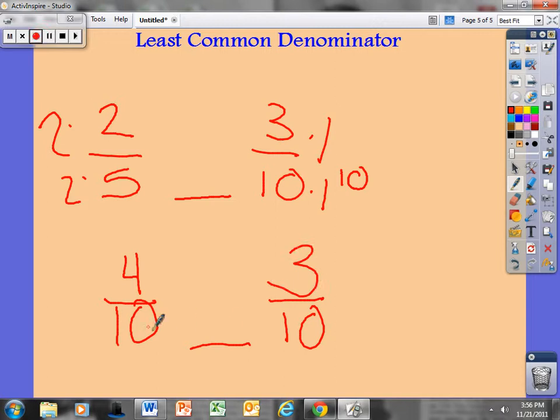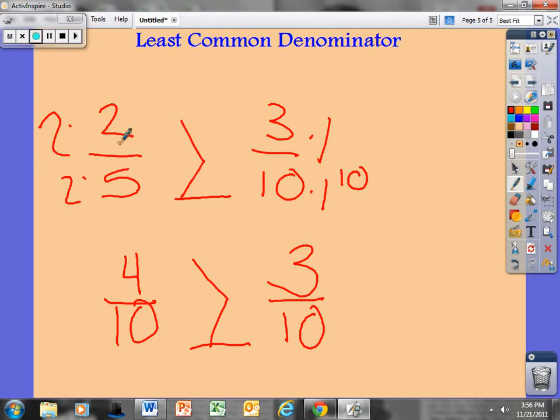Now I both have 10 as the denominator. Since my denominators are common, I need to look at the numerators. I have a 4 here and a 3 here. 4 is larger, so 4/10 is greater than 3/10, which means 2/5 is greater than 3/10.